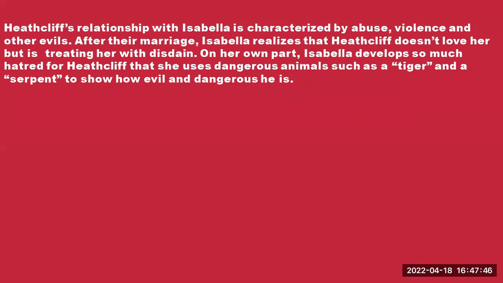Now, Heathcliff's relationship with Isabella is characterized by abuse, violence, and other evils. After they are married, Isabella realizes that Heathcliff doesn't love her but is treating her with disdain. On her own part, Isabella develops so much hatred for Heathcliff that she uses dangerous animals, such as a tiger and a serpent, to show how evil and dangerous Heathcliff is. So you can see references made to evil actions, all right?